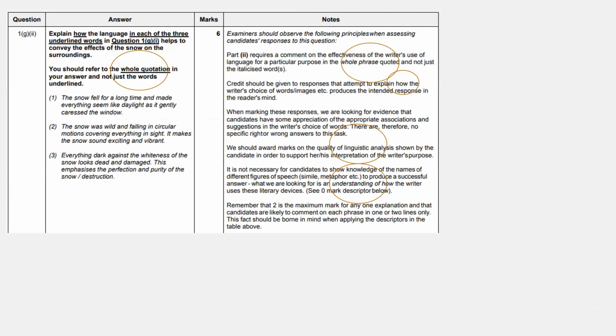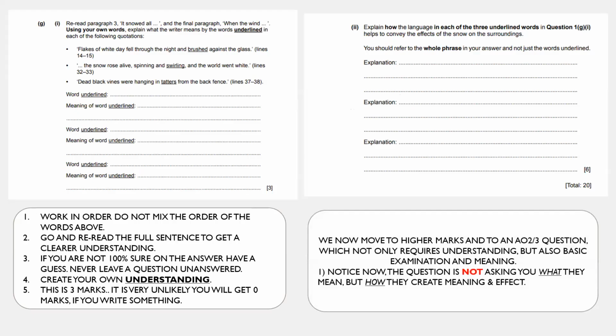So this is from the answer booklet again, and the key points here. You should always refer to the whole quotation in your answer and not just the words underlined. That's for II. So you look at the difference between I and II. In I, they've asked you for the meaning of the word underlined. However, when we go into II, they've asked for the explanation of the whole passage. So really make sure that you read carefully to know exactly how to answer.